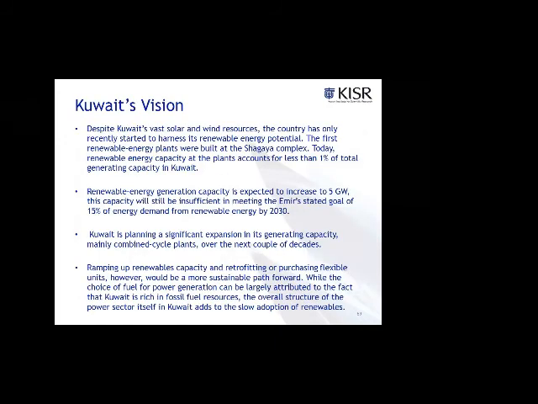And this is the vision. And we need to work towards that vision at a, let's say, faster speed to reach the goal in 2030. Despite Kuwait's vast solar and wind resources, the country has only recently started to harness its potential. The first renewable energy plant is built in Shigaya. Today, it accounts for less than 1% of the total generating capacity, which is about 19 gigawatts. The capacity today in Kuwait in 2021 is 18.8 gigawatts. So it's just 1% of that.